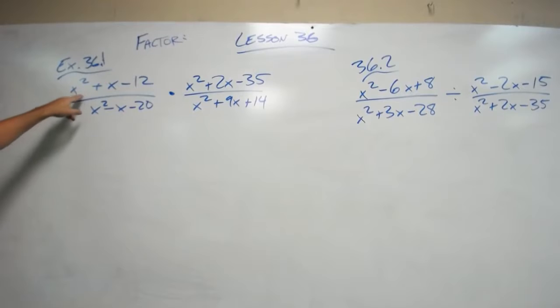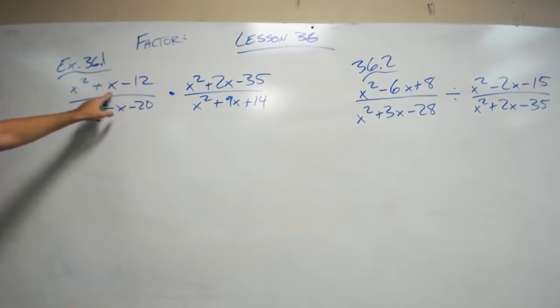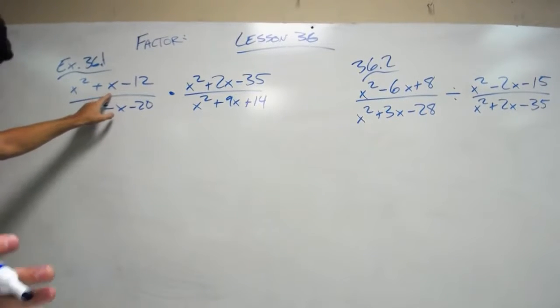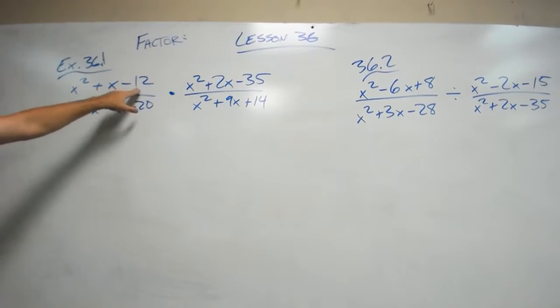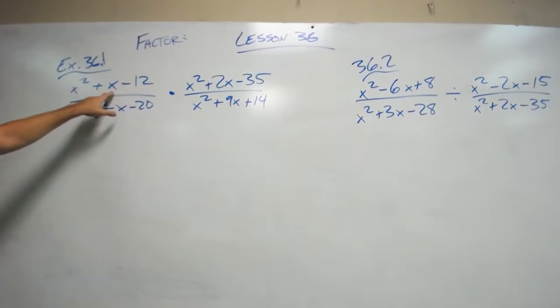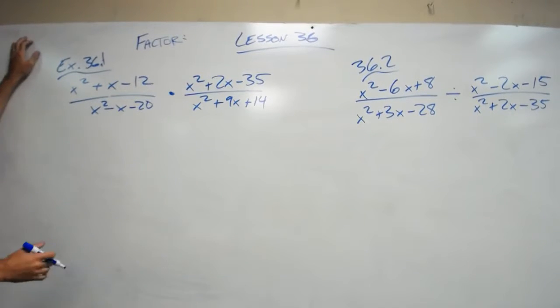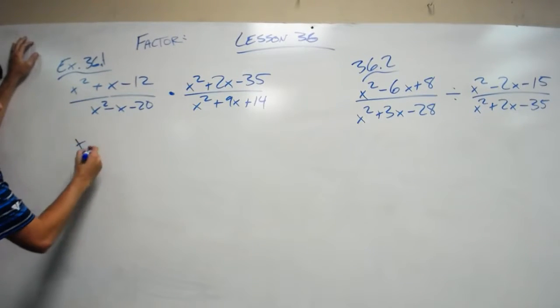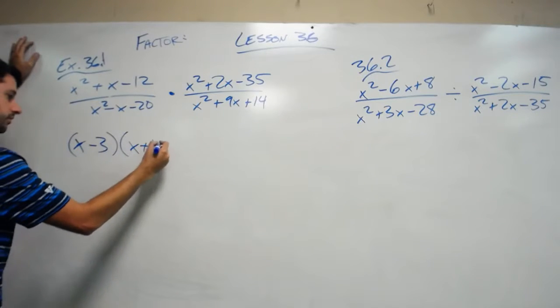So if I look at x squared plus x minus 12, in example 36.1, what multiplies to be negative 12 and adds up to be 1? Now I'm going to solve a lot of these for y'all pretty quickly just to make this go fast in the video. But negative 3 and positive 4 would multiply to be negative 12 and add up to be 1. So for here I could say x minus 3 times x plus 4.